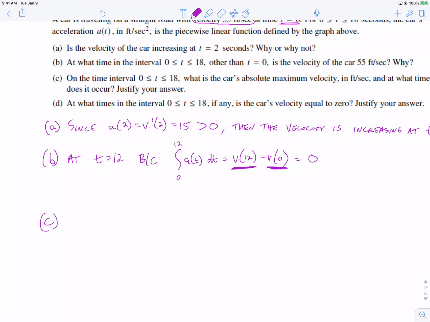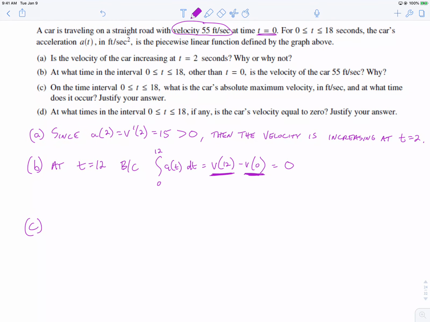All right, let's look at part C. On the time interval 0 to 18, what's the car's absolute maximum velocity in feet per second, and at what time does it occur? Justify your answer. So now we're looking for an extreme value here.